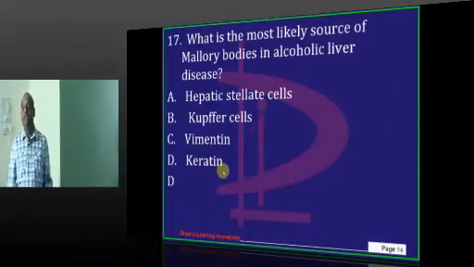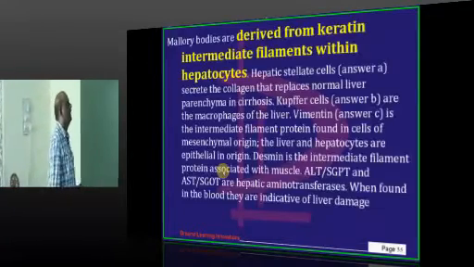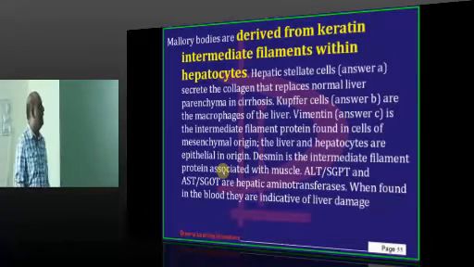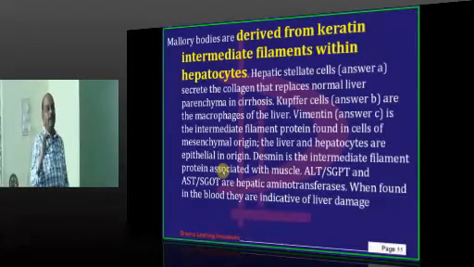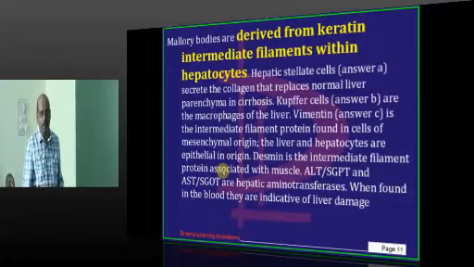Now doctor, Mallory body, how is it basically formed? Mallory body derives from the keratin intermediate filaments within the hepatocytes. Where do you find Mallory body? Alcoholic liver disease.